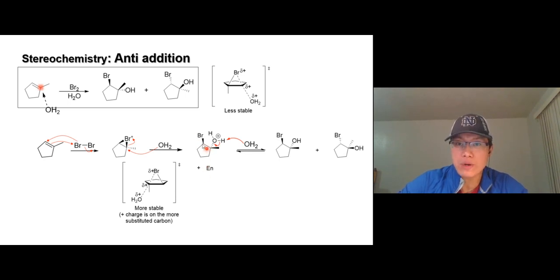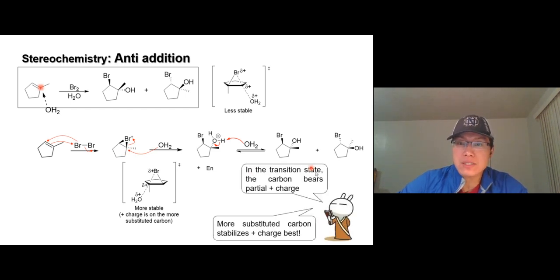There are 2 chiral centers. You get enantiomers, and then you get 2 enantiomers at the end. Okay, so that's the stereoselectivity. So water, the nucleophile, will be selective for the more substituted carbon. Basically, that's the point. All right. In the transition state, the carbon bears partial positive charge. The more substituted carbon stabilizes the positive charge better. Okay.